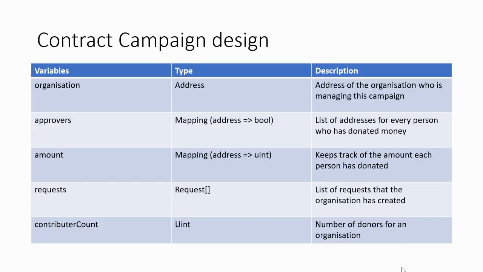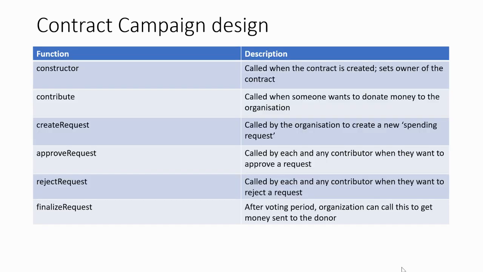In terms of our variables, we have organization, which is the address of the organization that created a request. We have approvers, which is the list of addresses for every person who has donated money. We have amount, which keeps track of the amount each person has donated. We have requests, which is the list of requests that the organization has created. And we have contributor count, which is a uint type that talks about the number of donors or people who have contributed for an organization.